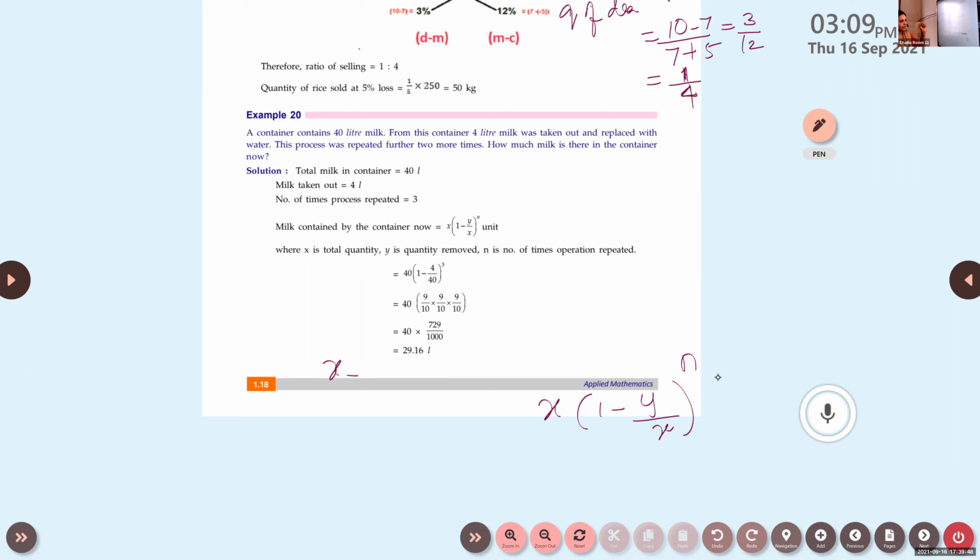So X is the quantity initially in the vessel. Y is the quantity we are removing. So apply the formula here. What is the quantity there initially? X is 40. Y is 4. Direct formula application. 40 into 1 minus 4 by 40 the whole cube. So 40 into 9 by 10 into 9 by 10 into 9 by 10. You simplify, you'll get the answer.